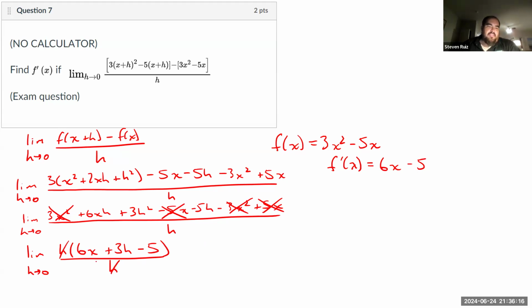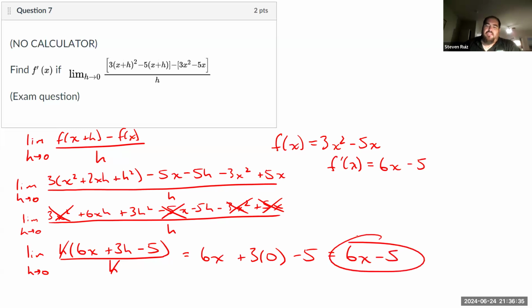And now what happens? At no other step in this process could I have substituted 0 for h, because I would have divided by 0. But now I can. If I plug in 0 for h, I get 6x plus 3 times 0 minus 5. That's equal to 6x minus 5, just like we expected.